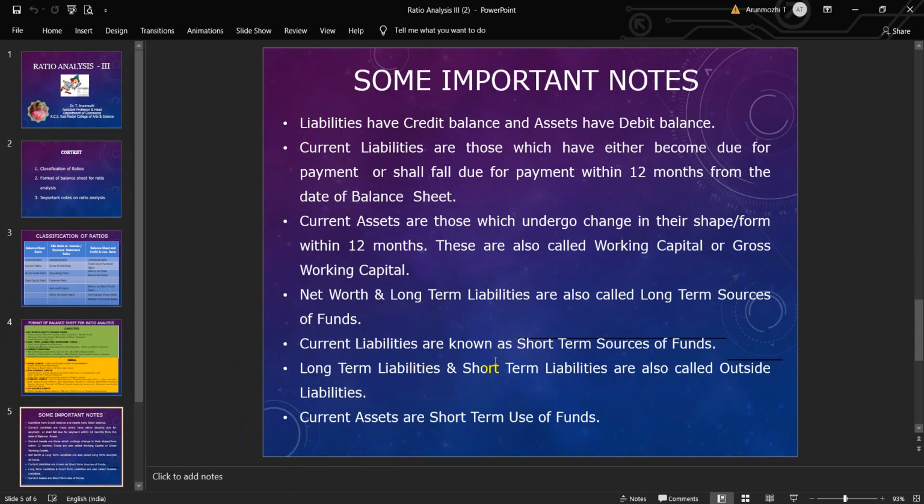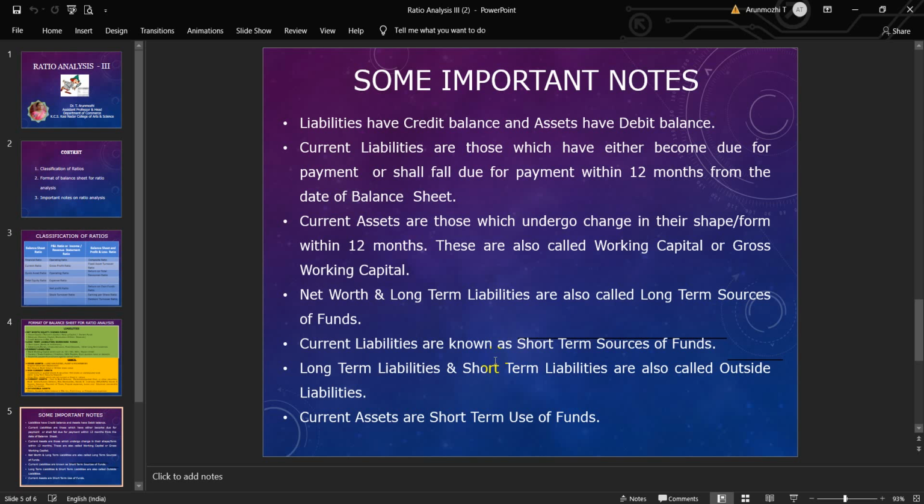Some important notes for it. Liabilities have credit balance and assets have debit balance. Current liabilities are those which have either become due for payment or shall fall due for payment within 12 months from the date of balance sheet. Current assets are those which undergo changes in their shape, form within 12 months. These are also called as working capital or gross working capital.